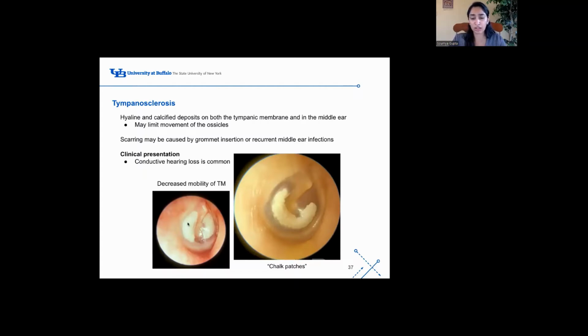So in our patient, having had multiple tympanostomy tubes for infections could have predisposed to this formation. They're often called chalk patches. And because they form scar tissue within the tympanic membrane, it causes decreased mobility. So just to clarify, these are intratympanic patches of sclerosis.